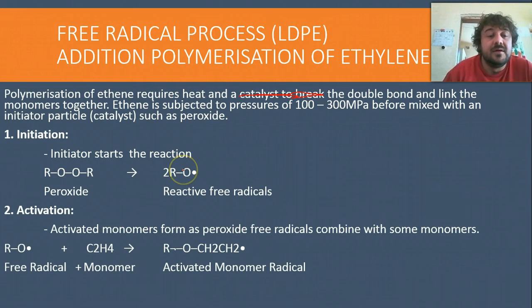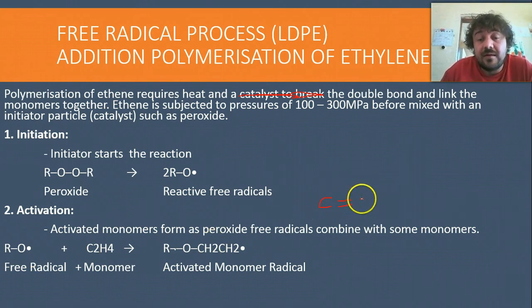All right. Then we go to activation. So we've got our free radicals. It's put in with the monomers, and it forms an activated monomer. What this means is this free radical joins here. Now remember that double bond is there. It breaks that double bond.